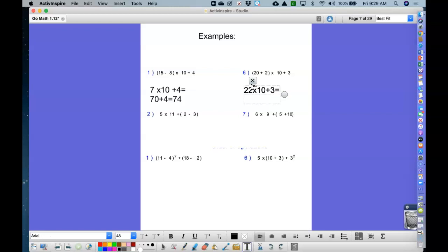Next, I need to multiply. 22 times 10 is 220. And finally, I would add, so I would get 223.